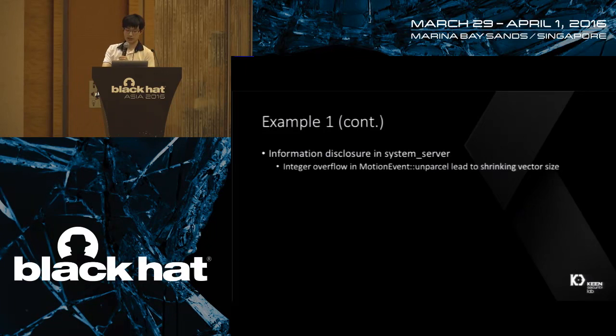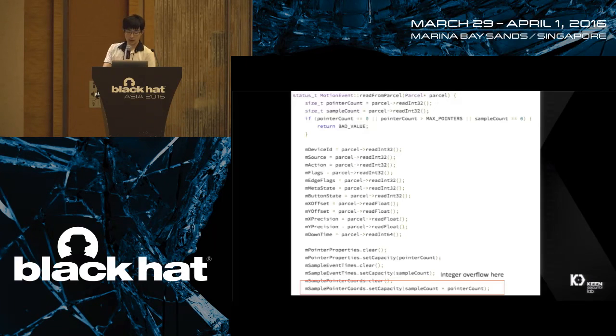Also, last November, we reported an information disclosure bug in system server, and it's actually an integer overflow in MotionEvent's parcel. We can see that, same as AMessage, this MotionEvent will receive the Parcel and blindly trust the incoming Parcel data. In the lower line there is a vector, and this vector's capacity is determined by integer multiplication. So we can easily see that there is an integer overflow here, and if we provide two big integers, the vector size will be very small, and in the following access there will be a memory corruption bug here.